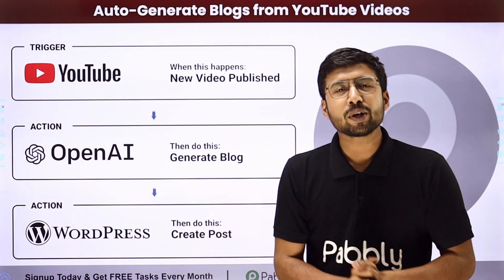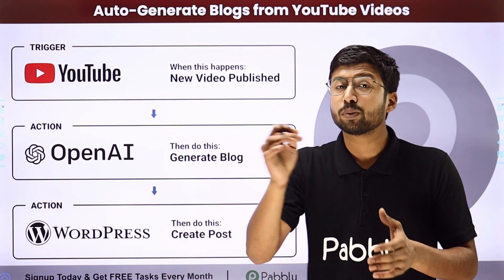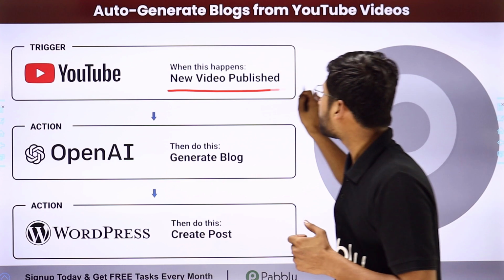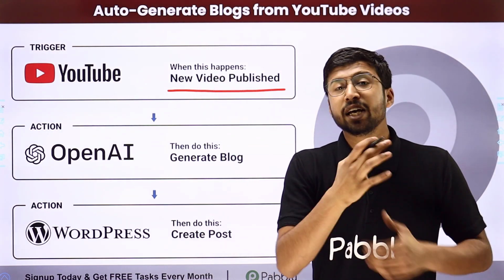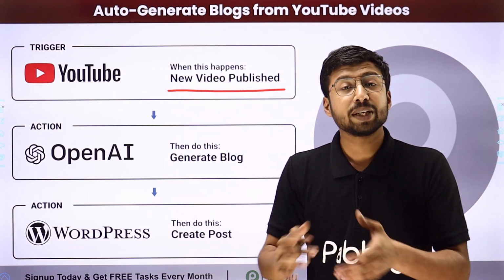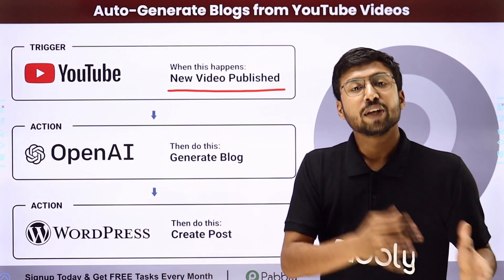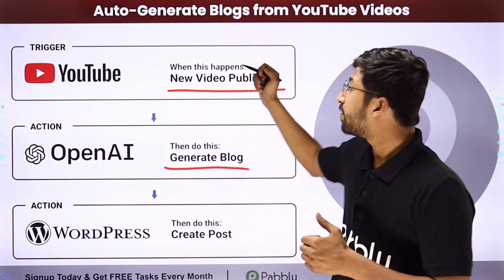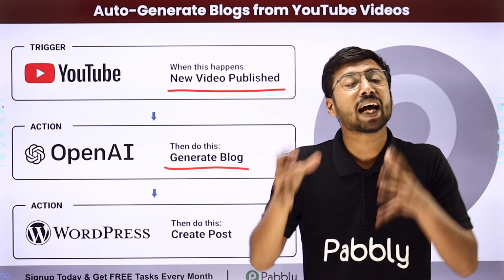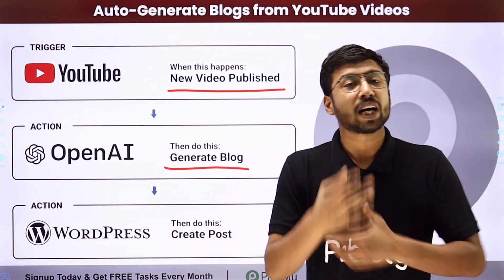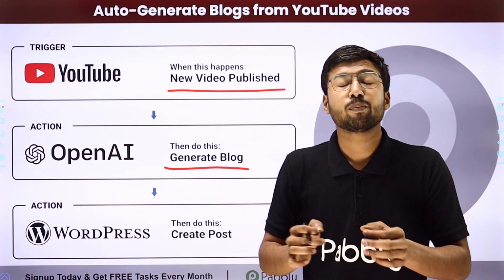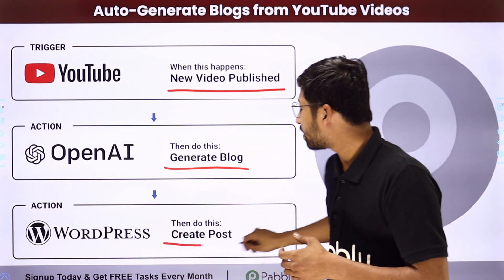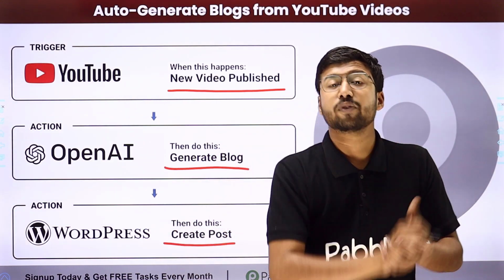In this video, we are going to see how you can set up a simple automation using which, whenever you publish a video on your YouTube channel, using AI platforms like ChatGPT, OpenAI or any other AI tool, you can generate a blog for the same video using its title and description. And after generating the blog, you can post it on multiple platforms like WordPress, Facebook or any other platform of your choice.